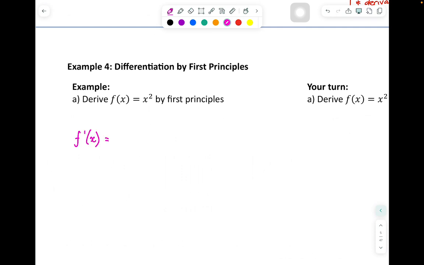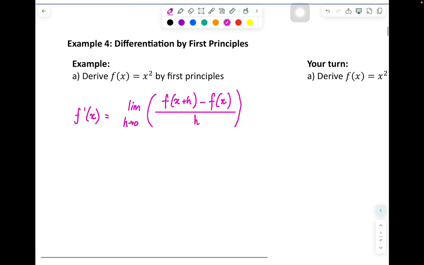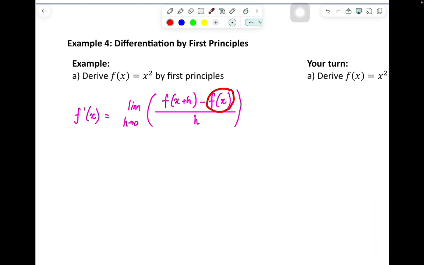what we call the derivative of f of x, and this is equal to the limit where h approaches 0 of f of x plus h, that's our second coordinate, our second y value, minus our first y value over x2 minus x1, which simplifies down to h. You can see here that we need f of x, and we already have f of x here, which is our x squared. Therefore, we need our f of x plus h.